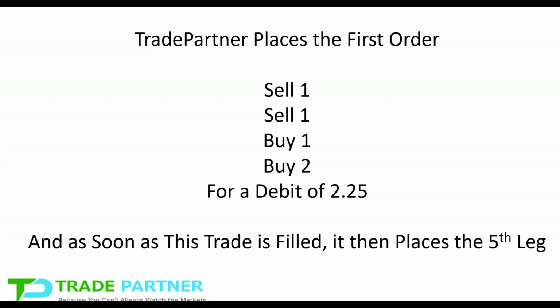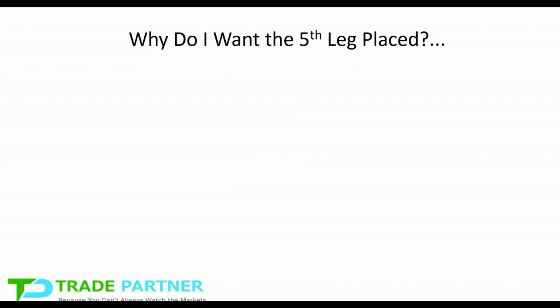As soon as this trade is filled, it then places the 5th leg. Now, why do I want the 5th leg placed? Why not just stick to a 4-legged trade? Well, I can stick to a 4-legged trade. There's nothing wrong with that. I just have to be willing to accept the lower risk reward metrics associated with that 4-legged trade. Okay, I cannot put on the same risk reward metric type trade without this 5th leg.